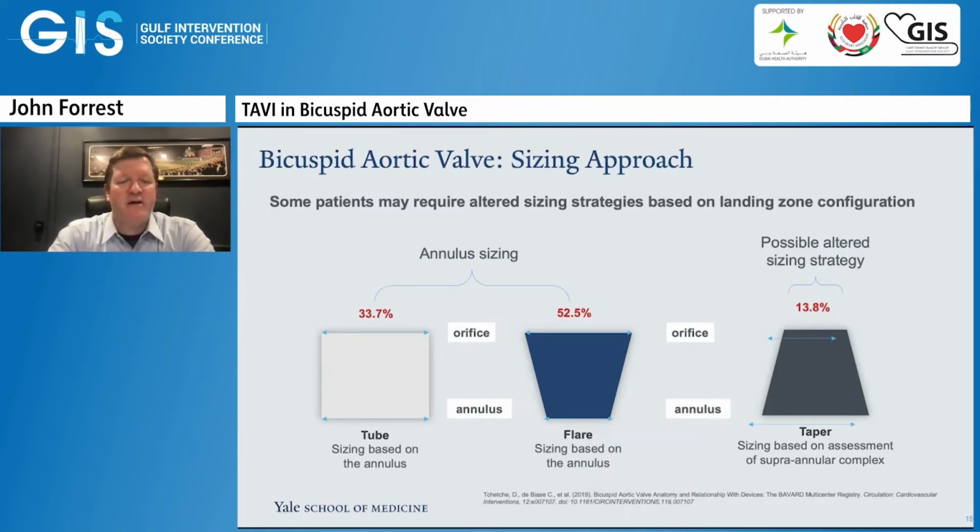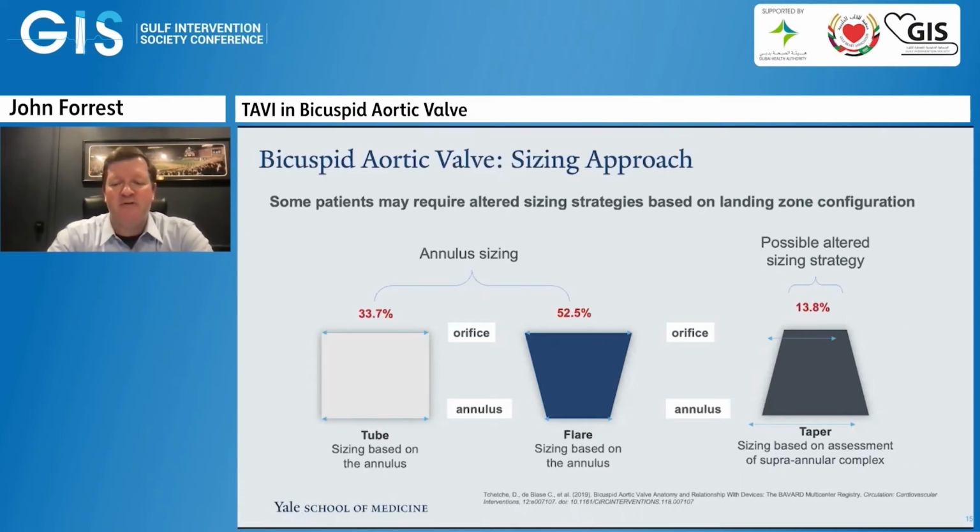And there are 3 different characteristics you can have. You can have sort of a tube-based, where the measurement at the annulus matches the level of the orifice, in which case it makes sense to do annular sizing. You can have this flare, where the size of the orifice is larger than the size of the annulus. And in this case, it again makes sense to do annular sizing. But probably somewhere around 10% or a little more than 10% of patients will have an annulus that's significantly larger than the opening of the orifice. And it's in these patients that supraannular sizing may be helpful.